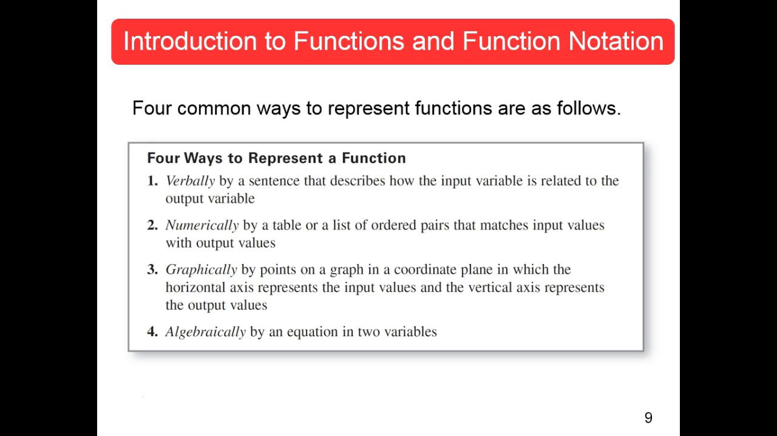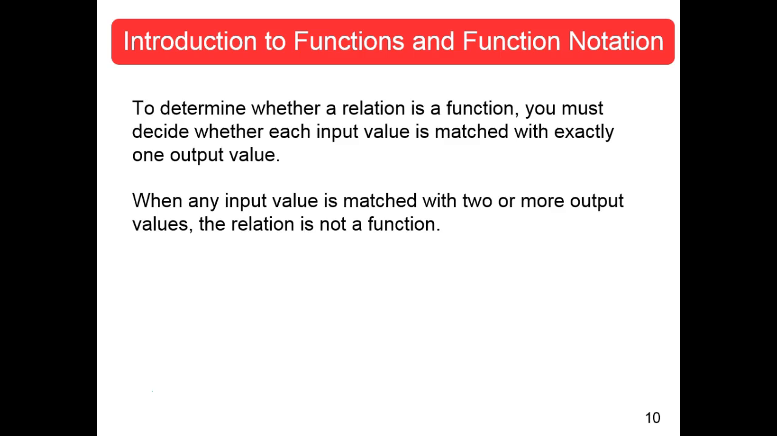Make sense? All right. To determine whether a relation is a function or not, you must decide whether each input value is matched with exactly one output value. That's what you've got to show. If it's not, it's not a function. If it is, then yes, it is a function. When any input value is matched with 2 or more output values, it's not a function. Okay?